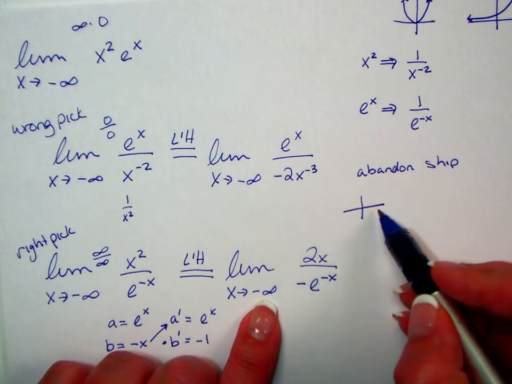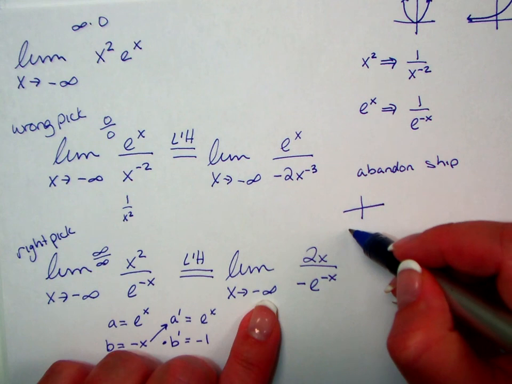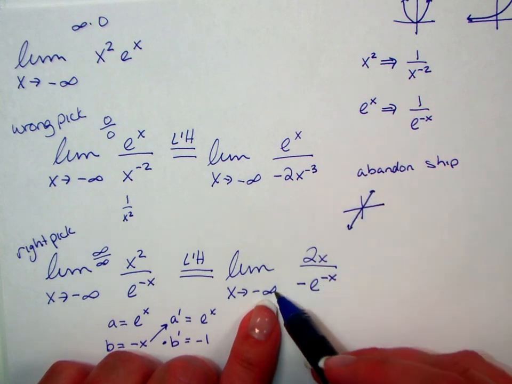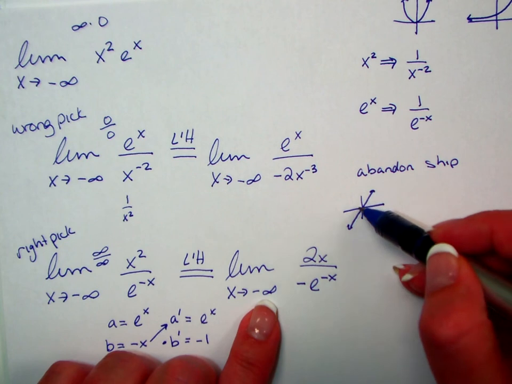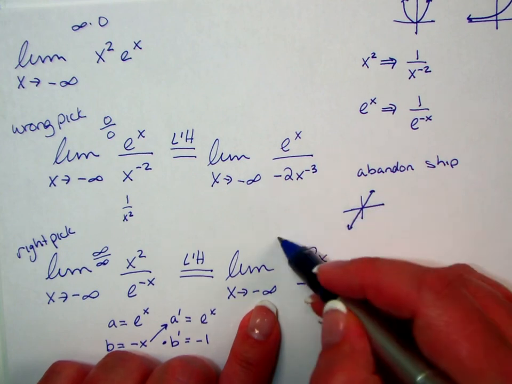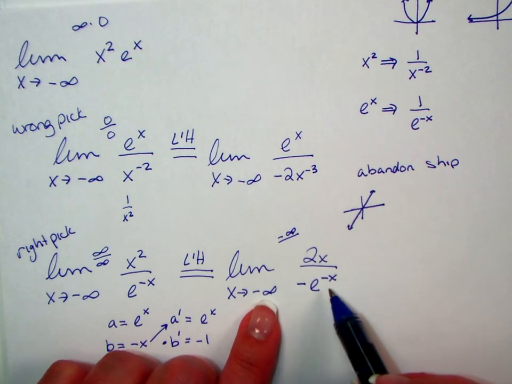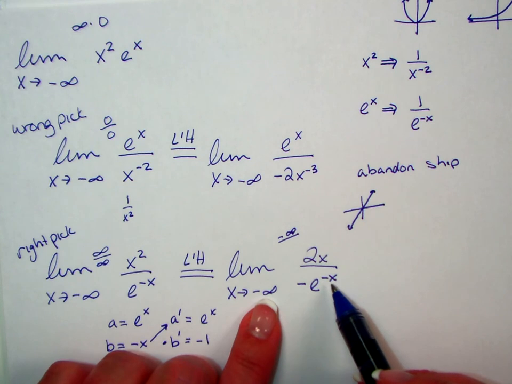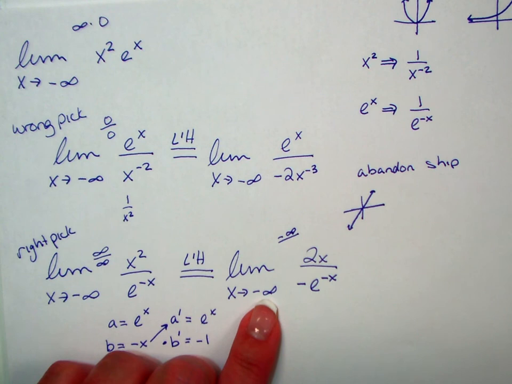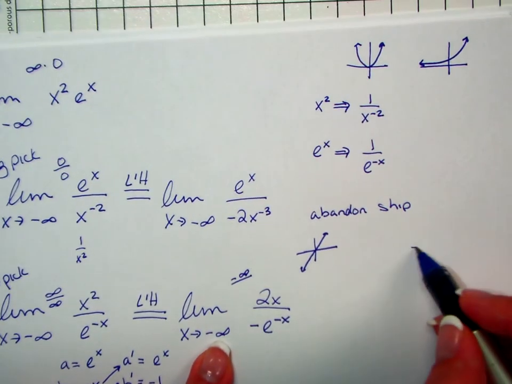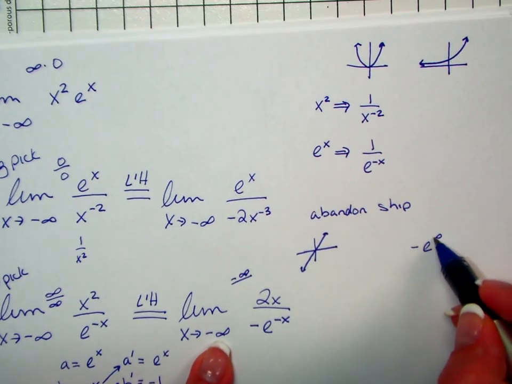2x is a linear function with slope 2, right? So as x heads to negative infinity, this function is heading to negative infinity, right? What's this other function doing? If I let x go to negative infinity, a negative infinity is infinity. What is negative e to the infinity?